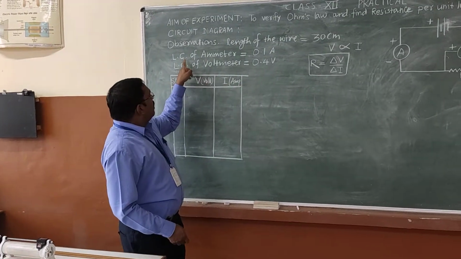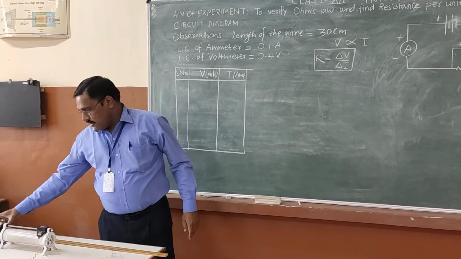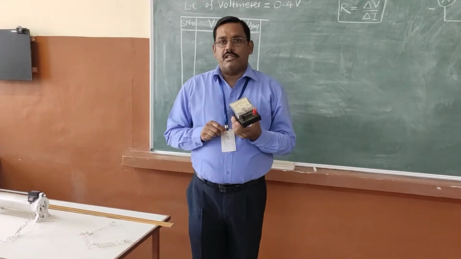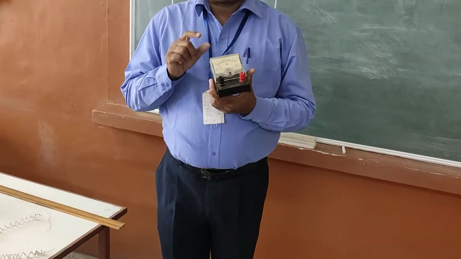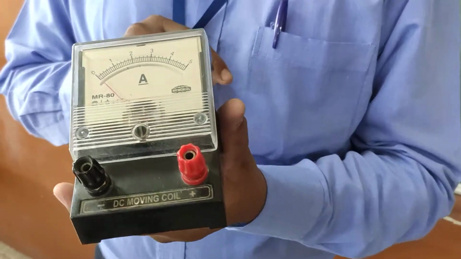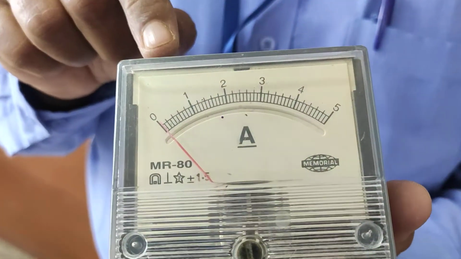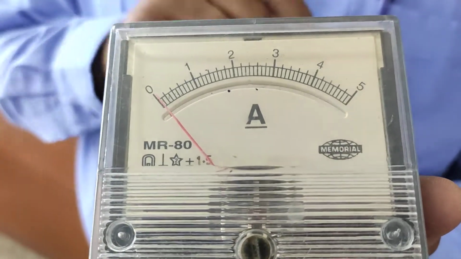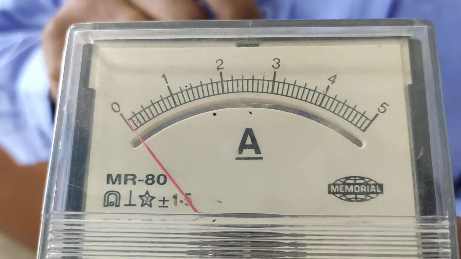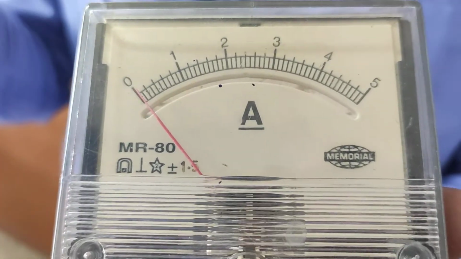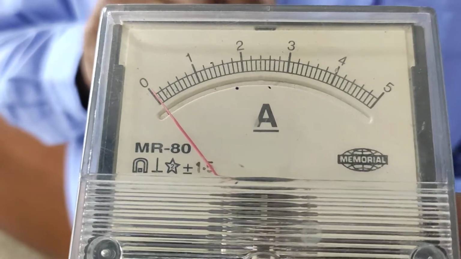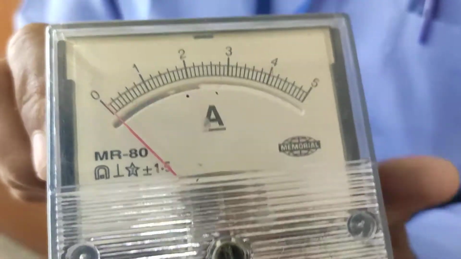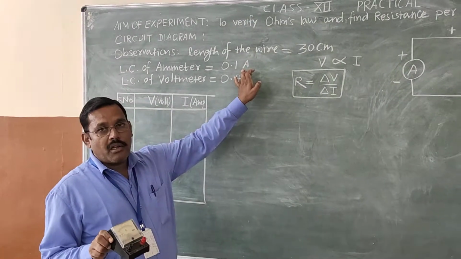After that, the least count of the ammeter. This ammeter is a current measuring device, and an ideal ammeter has zero resistance, so this ammeter has very low resistance. We have to find its least count. Between 0 and 1 you will find 10 parts. 10 parts is equal to 1 ampere, so 1 part is equal to 1 by 10 ampere. So its least count becomes 0.1 ampere.